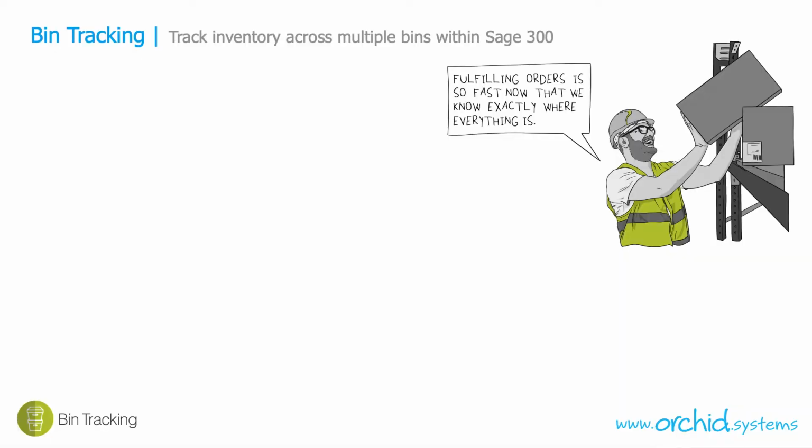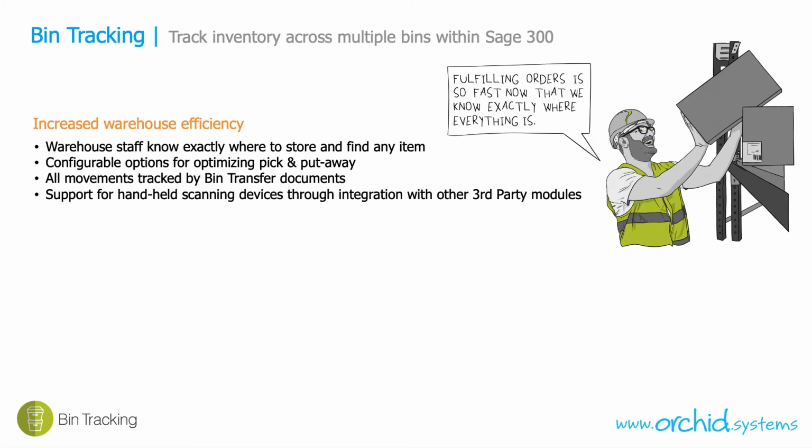Bin tracking lets you track inventory across multiple bins within Sage 300 inventory locations. It is part of the Operations and Inventory Management suite of Orchid products and is often used in conjunction with RMA, Return Material Authorization. It helps increase your warehouse efficiency because your staff know exactly where to store and find any items. You have configurable options for optimizing the pick and the put away. All movements are tracked by bin transfer documents, so it's good for auditing purposes. It supports handheld scanning devices through integration with other third-party modules.